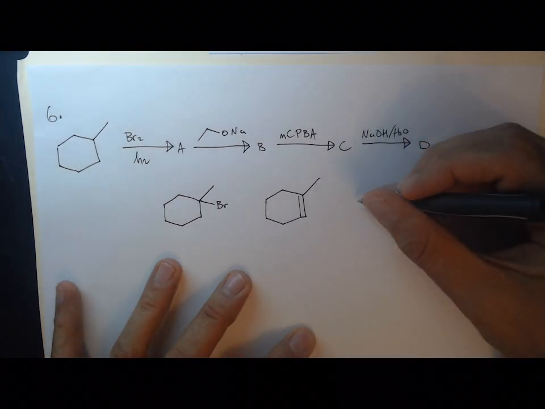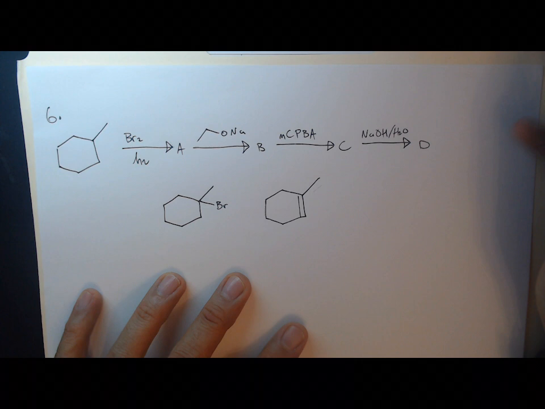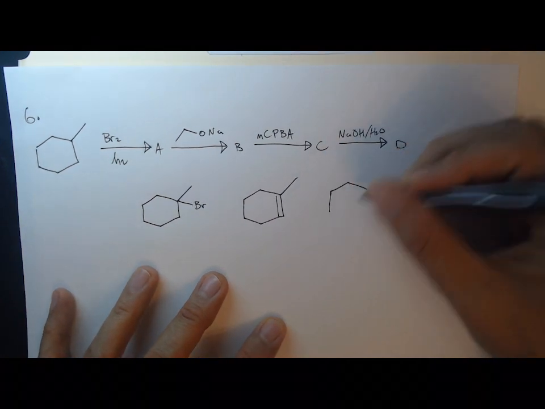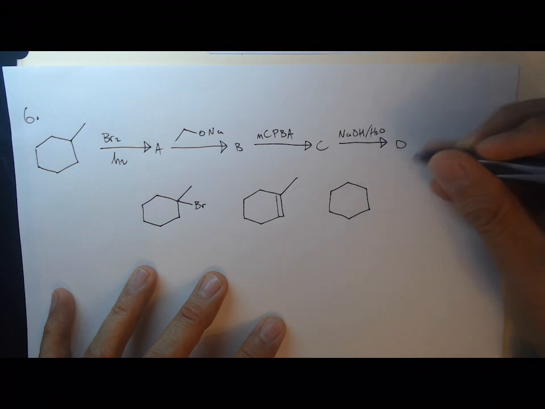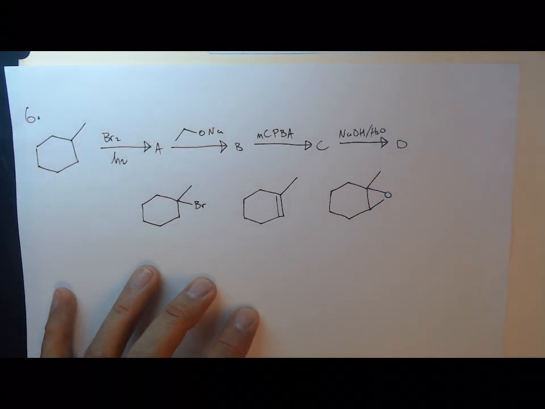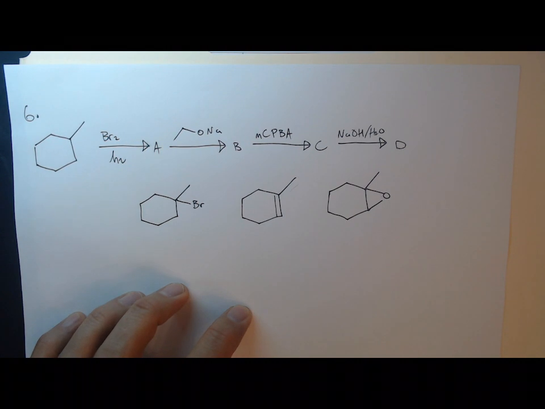Okay, the next one is mCPBA. This is one of our new reagents here. This is going to form an epoxide. This is going to be a syn addition. I'm not going to be picky on the stereochem here on the first part, but something like that is what I'm looking for. The next step here is base catalyzed ring opening.